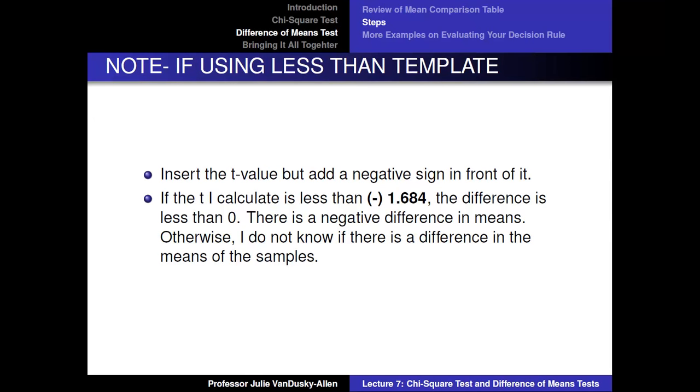Please note, if we were using the less than template, you should insert the t-value with a negative sign. It would have said something like, if the t I calculate is less than negative 1.684.